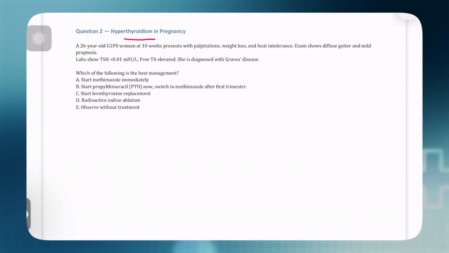Now, hyperthyroidism question. A 26-year-old first gravida at 10 weeks, that is second trimester. Palpitation, weight loss, heat intolerance. Examination shows diffuse goiter, mild proptosis, so possibly Graves' disease. TSH is less than 0.01, free T4 is elevated. She is diagnosed with Graves' disease. Which of the following is the best management?